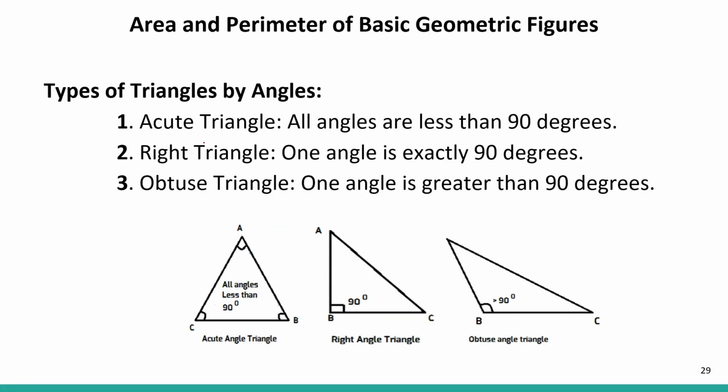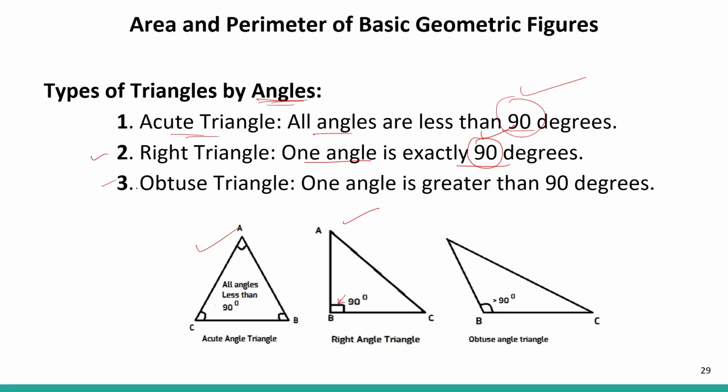Let's see the categorization of triangles with angles as the parameter. We also learned what an acute triangle is. An acute triangle is a triangle where all the angles are less than 90 degrees. You can see an example right here where all the interior angles of the triangle are less than 90 degrees. What is a right angle triangle? One angle is exactly 90 degrees. You can see the example right here where one angle is 90 degrees.